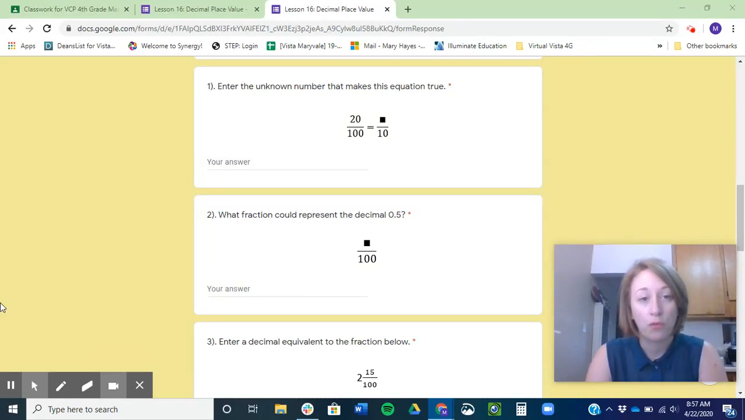Okay, scholars, so for today, for our last review before our quiz tomorrow, we're still going to have our quiz on Thursday this week, even though we had it on Friday last week. We're going to work on decimal equivalence.